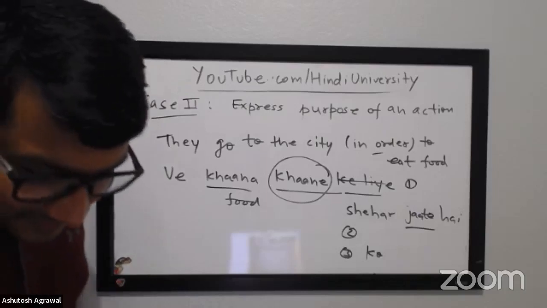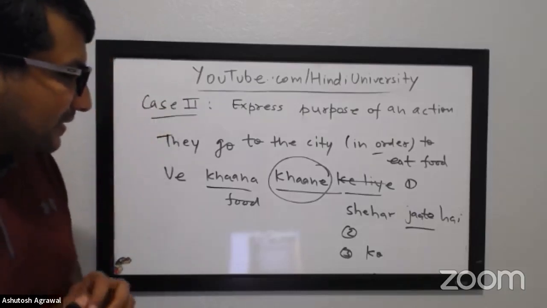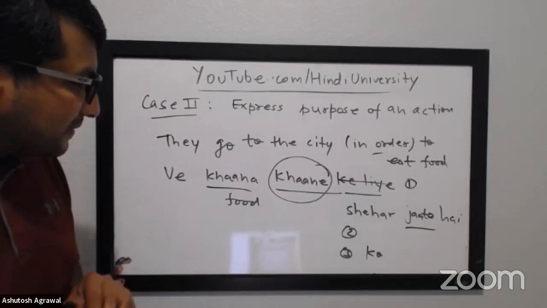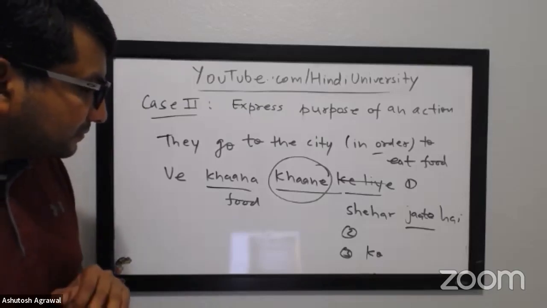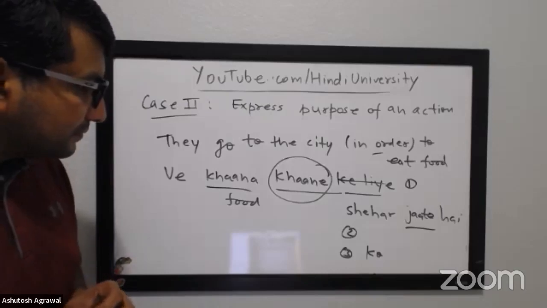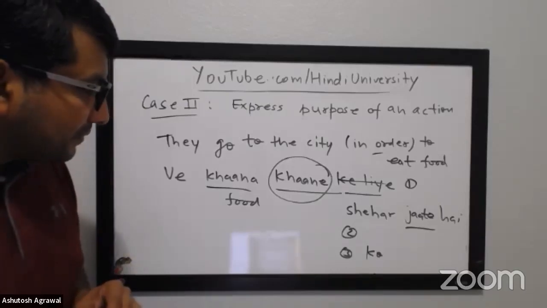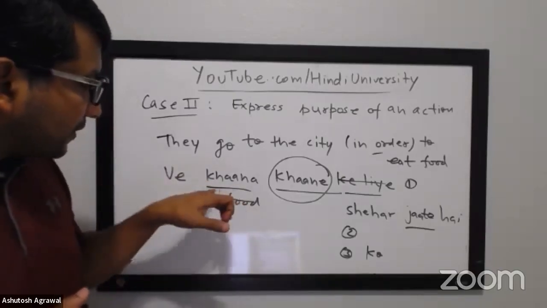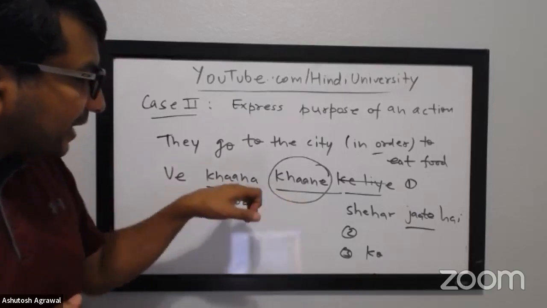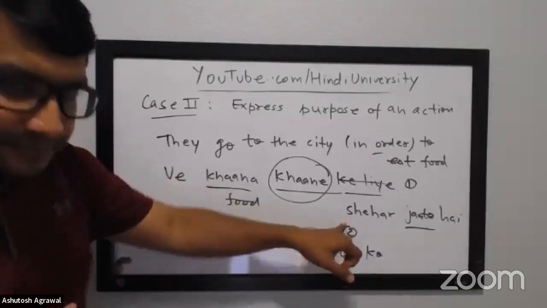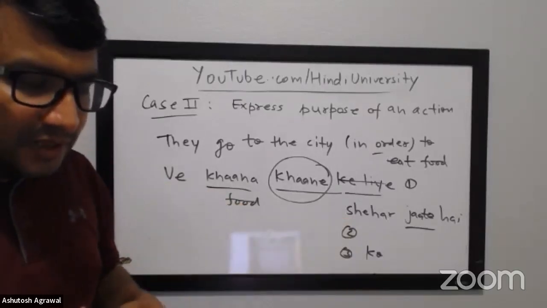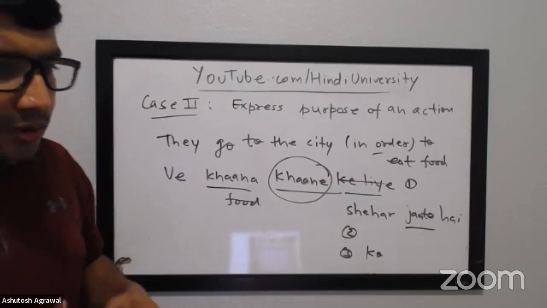So Ashuji, I have a question then. Is this interchangeable with the first case? Like with the first case we had, I go to the beach to read. Could you say, I go to the city to eat, and use khana instead of khane? So you want to say, beach padne, kitab padne jate hain? Is that what you're trying to say? Just like the first one where you went to the beach to read, you use the infinitive.